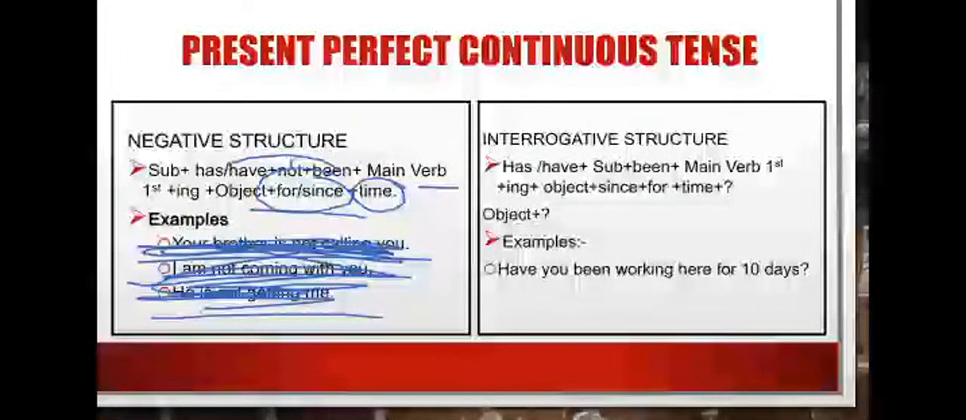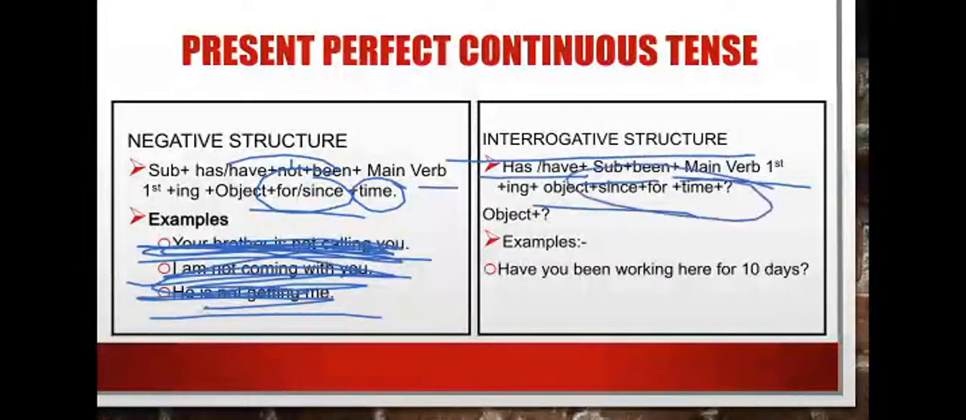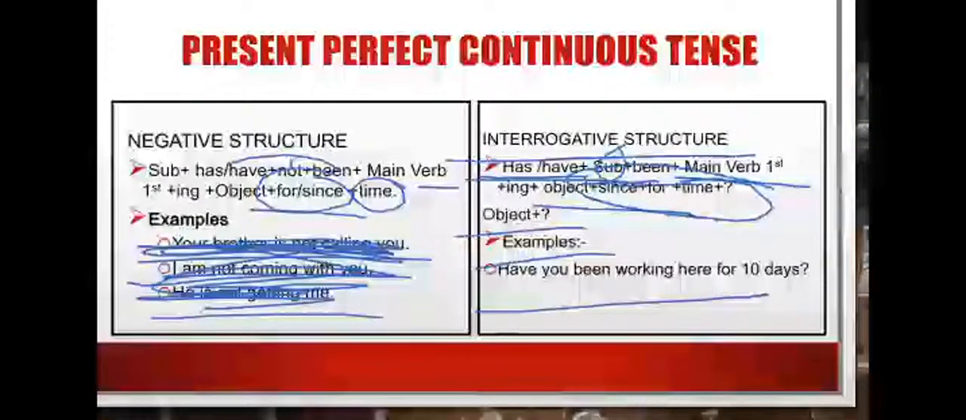Just forget about it. Now, interrogative structure, we have has/have plus subject plus been plus the fourth form of the verb plus object, and then since/for. Just keep in your mind that we have the helping verb in the beginning, and after that we have the subject, and after that we have been. So been is placed after the subject, and then we have the fourth form of the verb, since/for and time. Examples: Have you been working here for 10 days? Have you been studying since morning? Have you been taking lectures on YouTube since 7 a.m.?